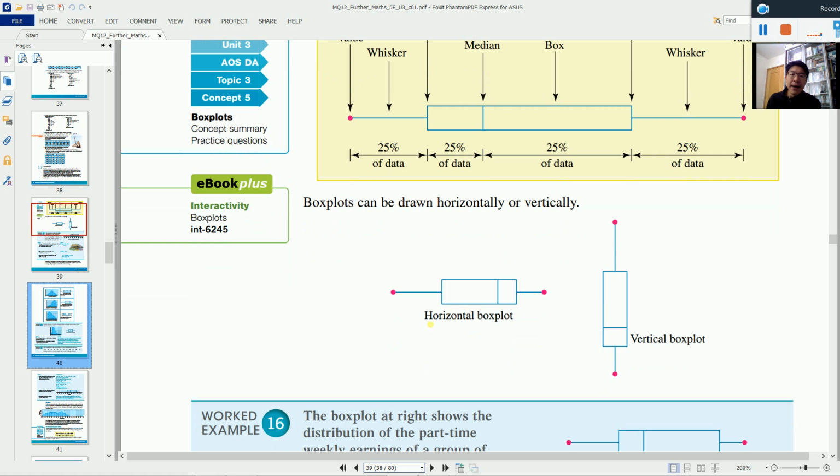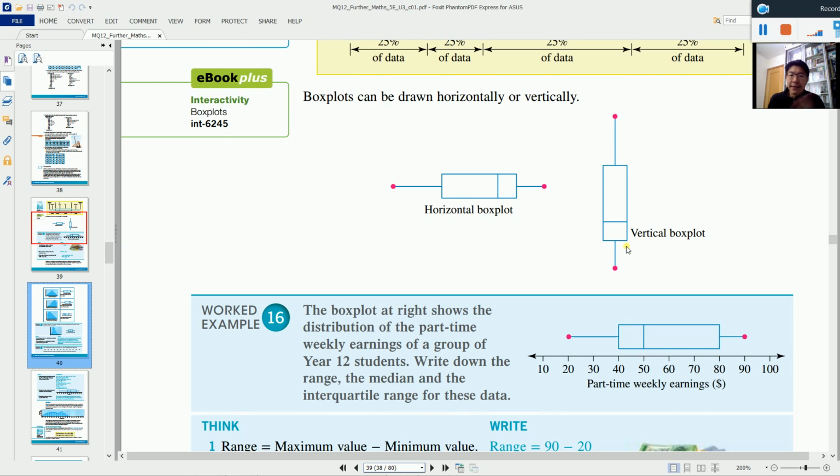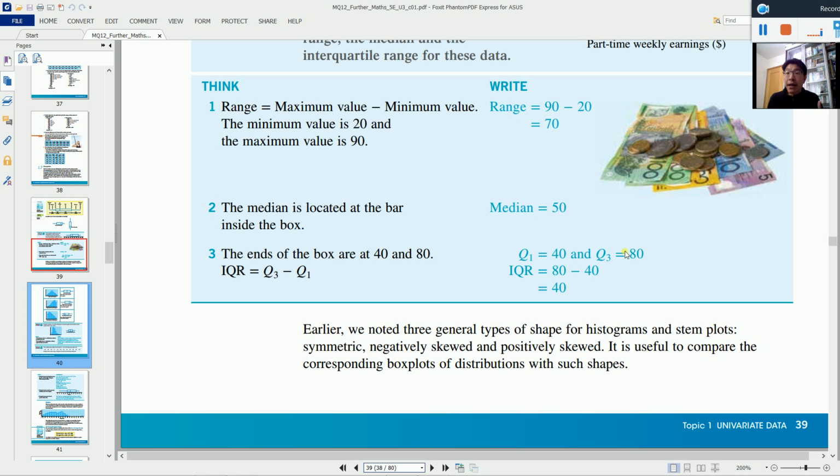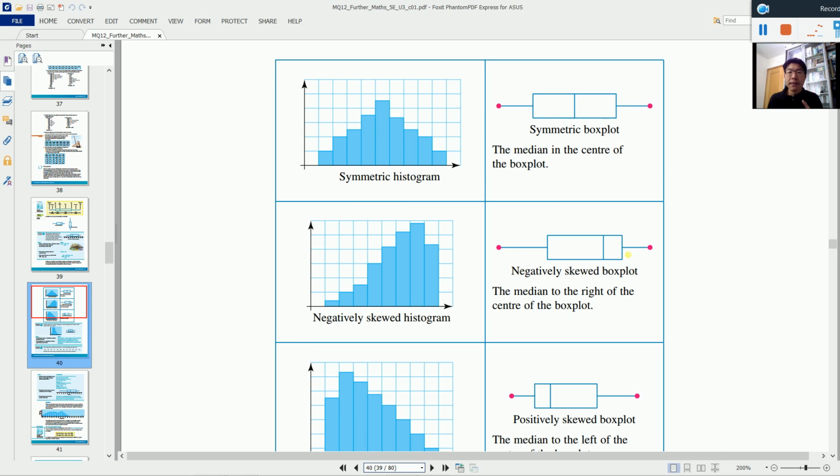You can put them either horizontally or vertically. It means exactly the same thing, but horizontally, you start from 0 on the left-hand side and move bigger to the right-hand side, while when you do vertical, the bottom one would be closer to 0 and move all the way up. That's simple. Then how do we apply those symmetrical and skewed terms to the box plot?